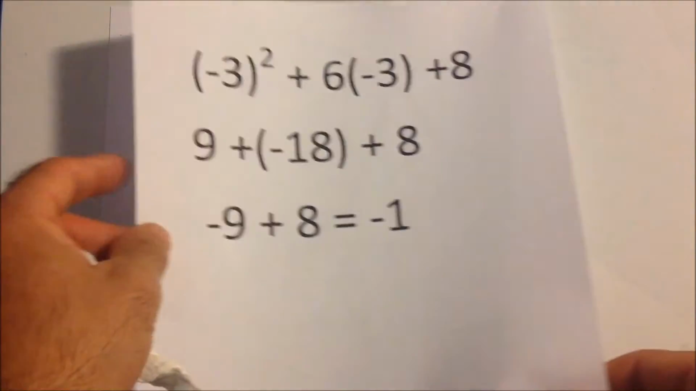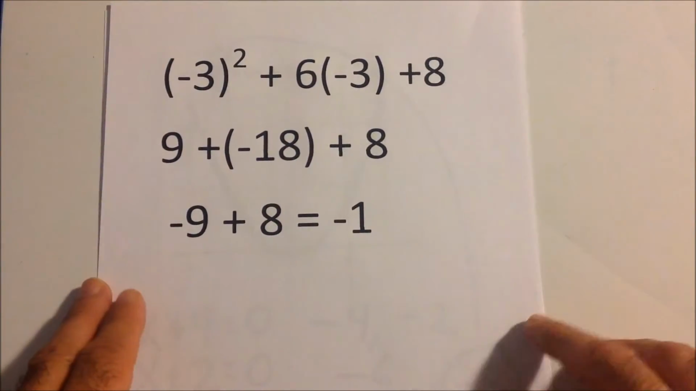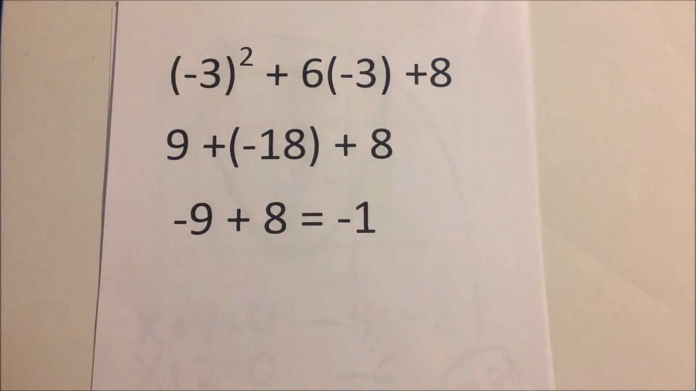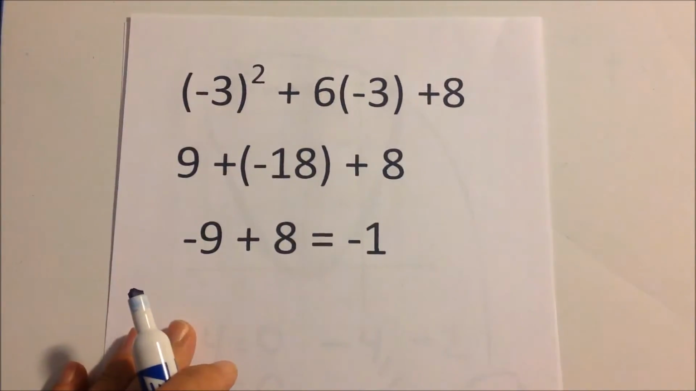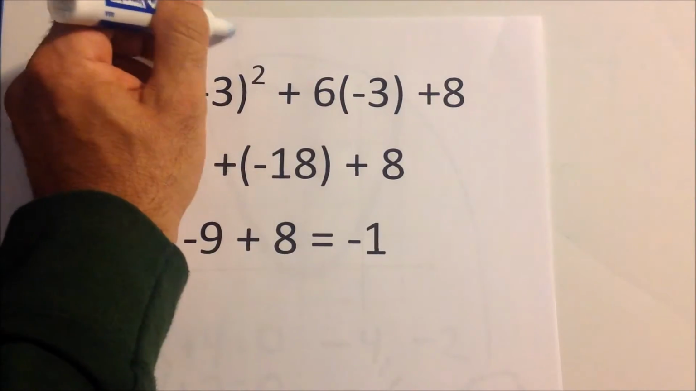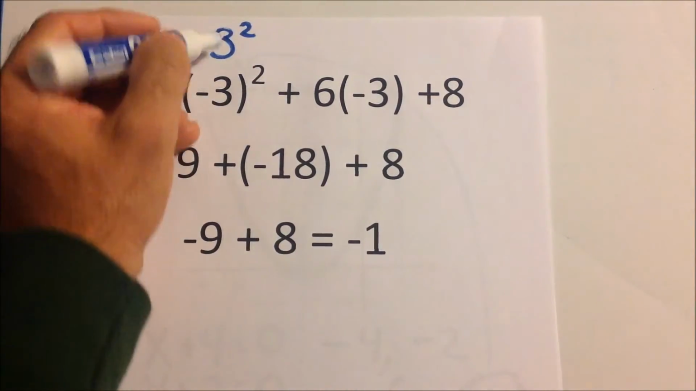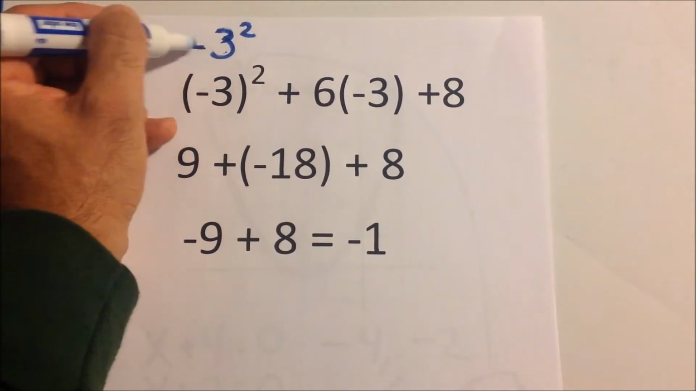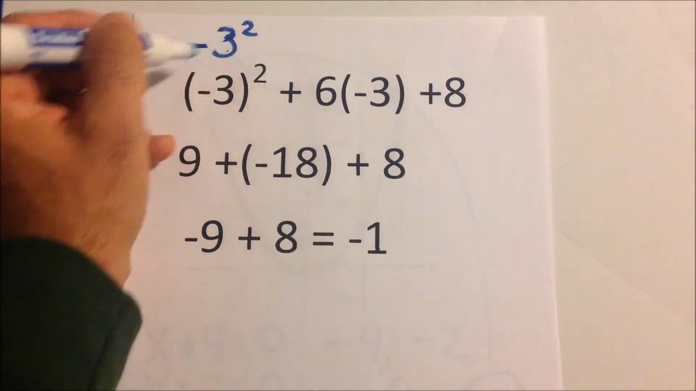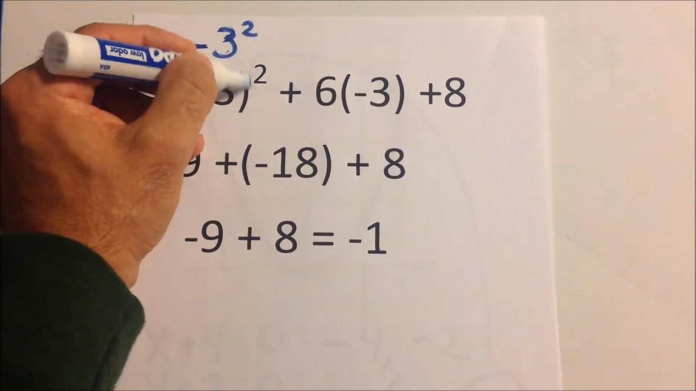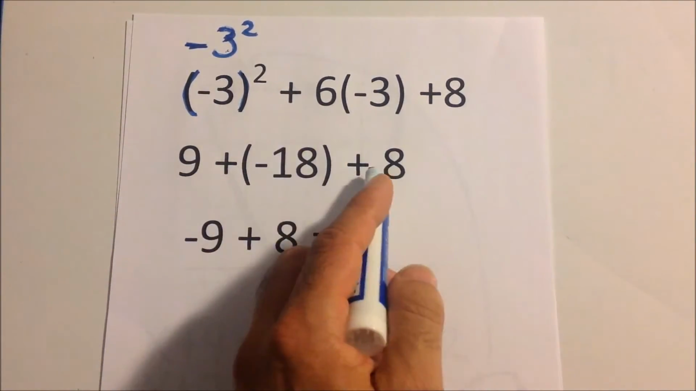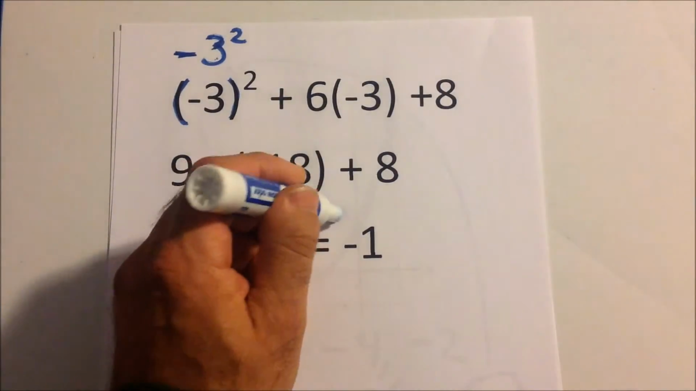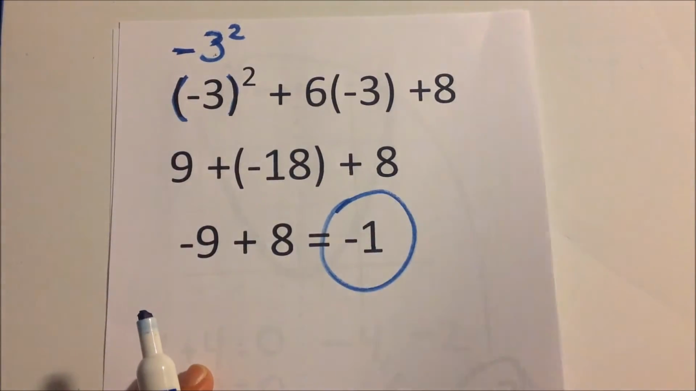Okay, and if we plug it in, remember to put parentheses around a negative when you're doing exponents. If you didn't have the parentheses around it, negative 3 squared would be negative 9, because you're saying 3 squared, which is 9, and then putting the negative to it. So just remember, put parentheses around it, and you'll get 9. 6 times negative 3 is negative 18, plus 8. So here is the vertex, negative 1.